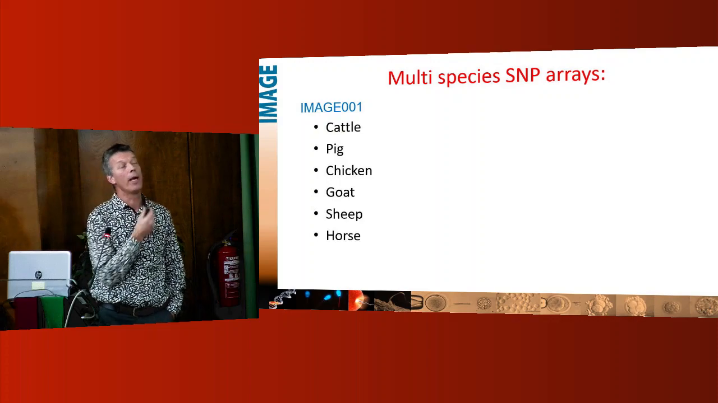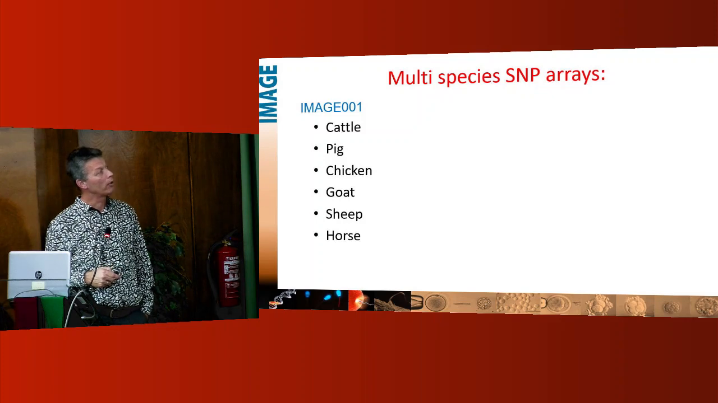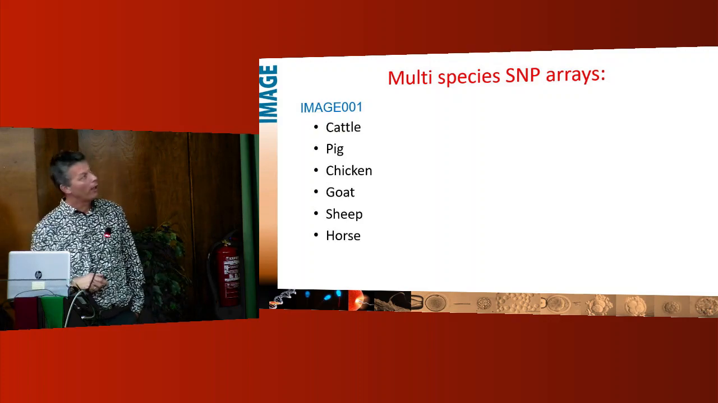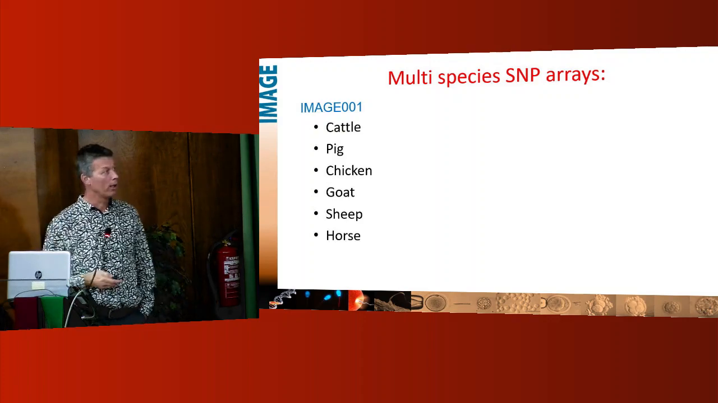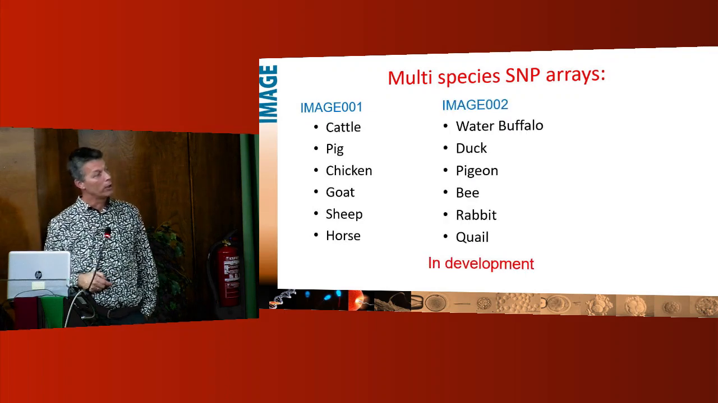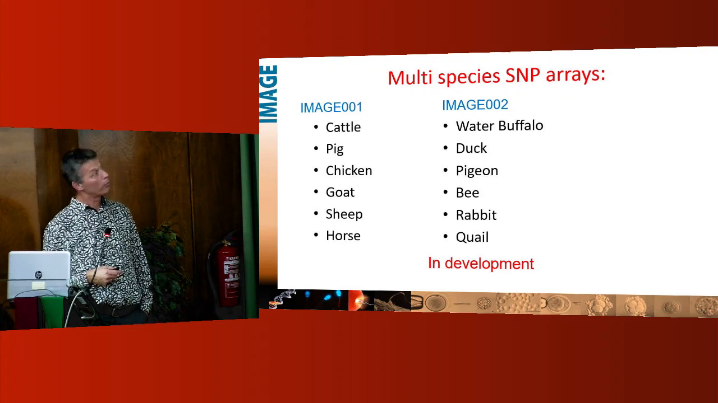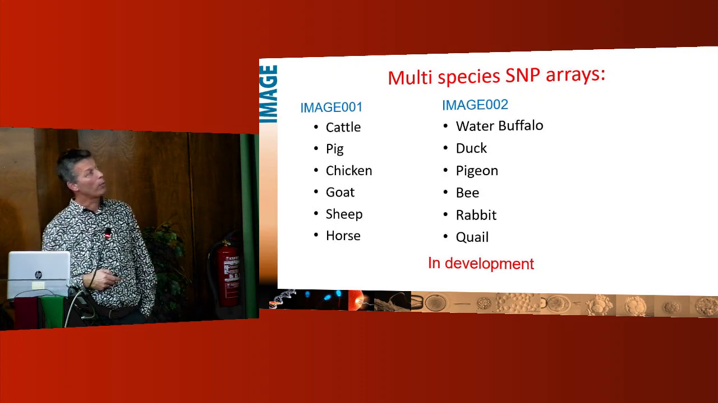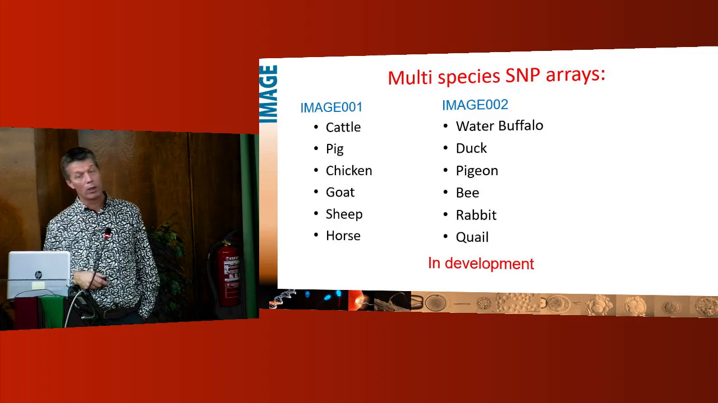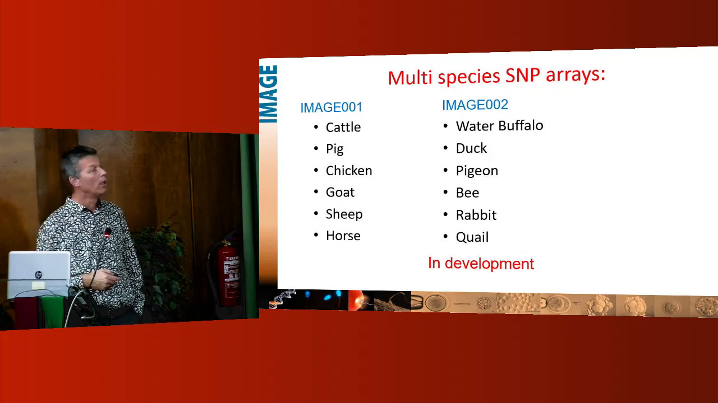The first array which we made covers the major farm animal species: cattle, pig, chicken, goat, sheep and horse. The array is called Image 001. You can imagine that we were going to make more. Yes, we do, because we're also working on Image 002, which is close to finished. This one is already finished. I will talk a little bit more in detail about some of the preliminary results we have for the genotyping. For Image 002, we would like to submit the SNPs for the development of the array in the first half of February.